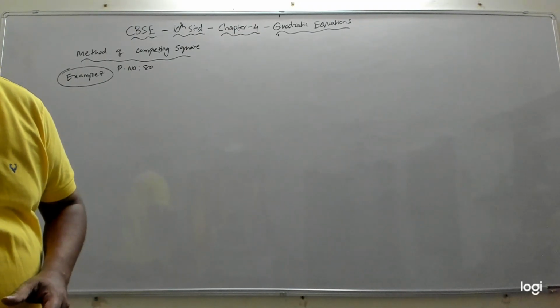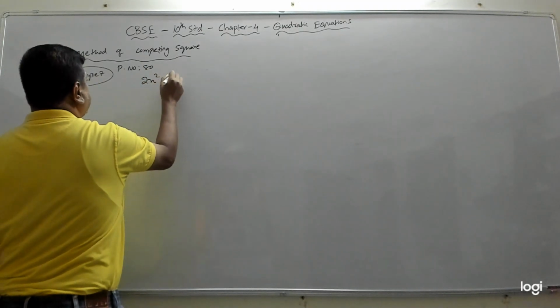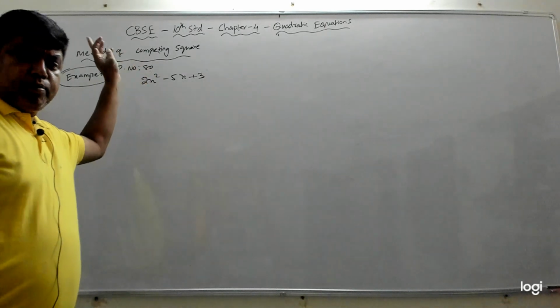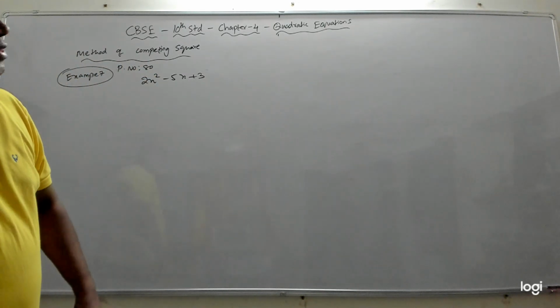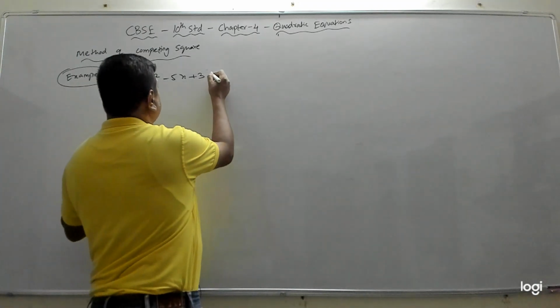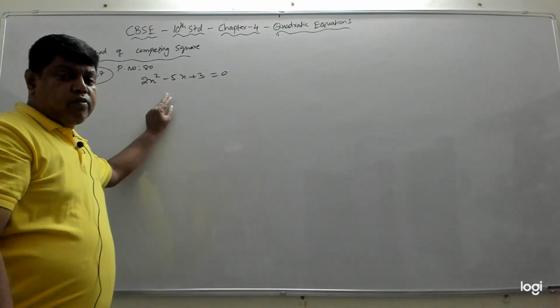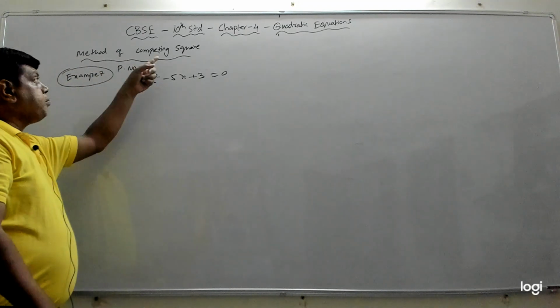In example 3, the question was 2x square minus 5x plus 3, equal to 0, which we did in our previous videos. We have to solve this. Earlier we solved it using the method of factorization. Now here we should solve this using the method of completing the square.